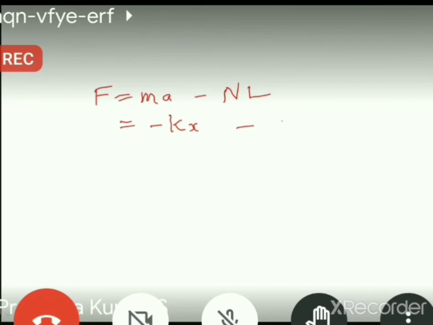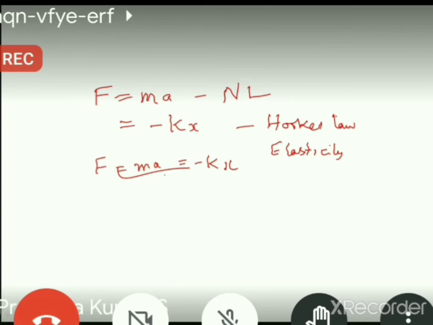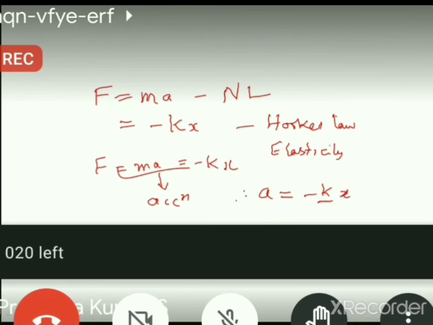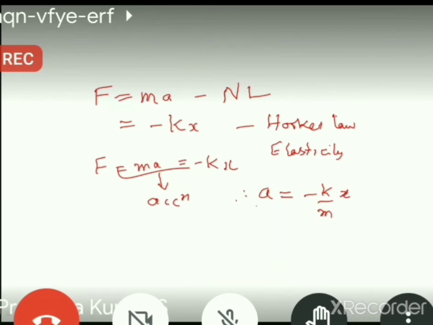This is according to elasticity, or Hooke's law. Now we have seen that F is equal to ma is equal to minus kx. What is this a here? Don't confuse it with amplitude. A is acceleration. Therefore, acceleration is equal to minus kx by m. So this is the acceleration in simple harmonic motion.